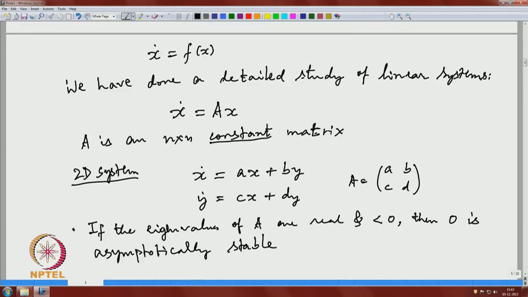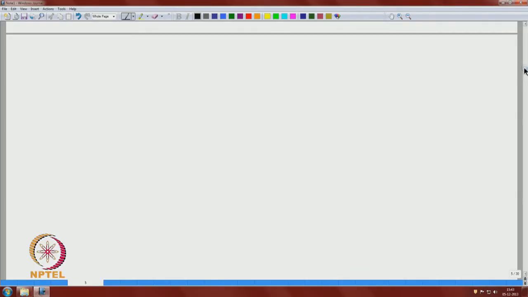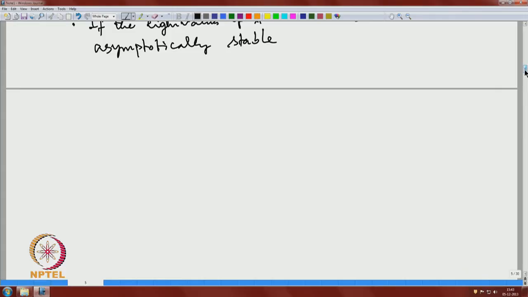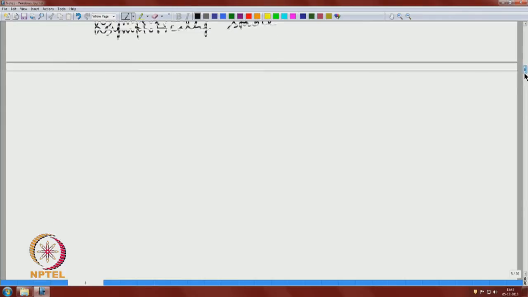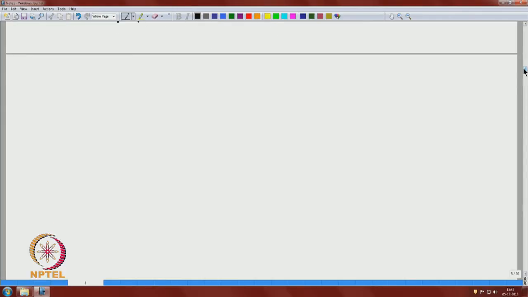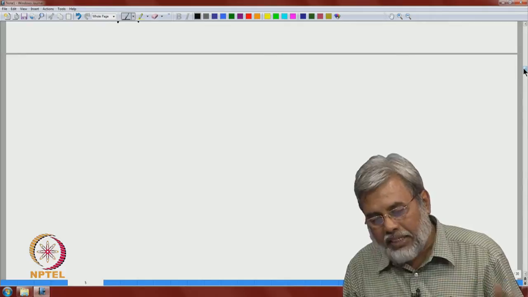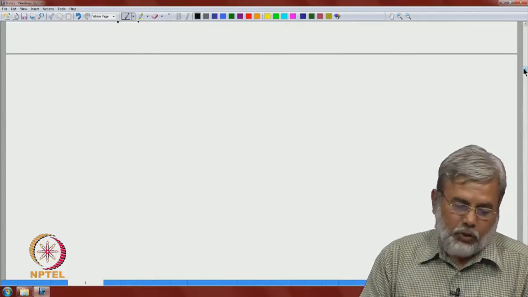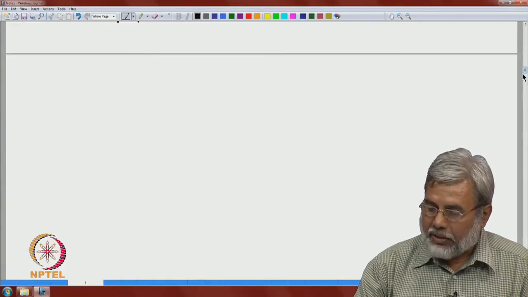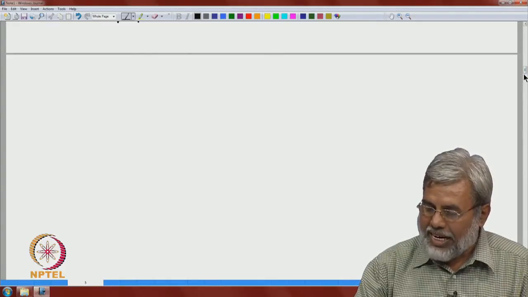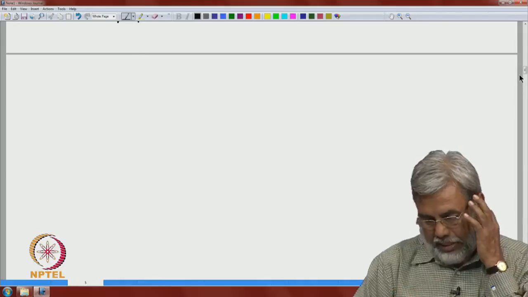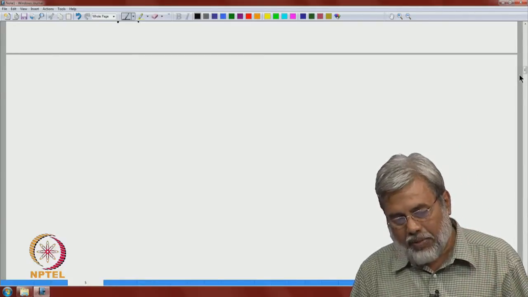And again, there are several cases, let me not spend time on that. So, if the eigenvalues are real with opposite sign, then the origin will be unstable. So, that is what we have already learned. That is a special system, the linear system.